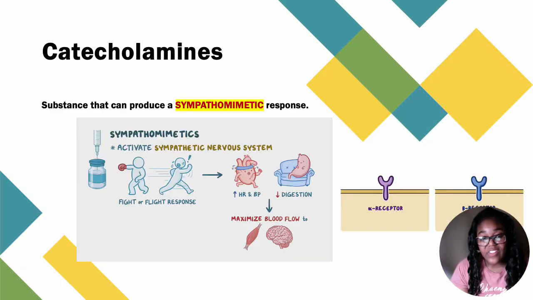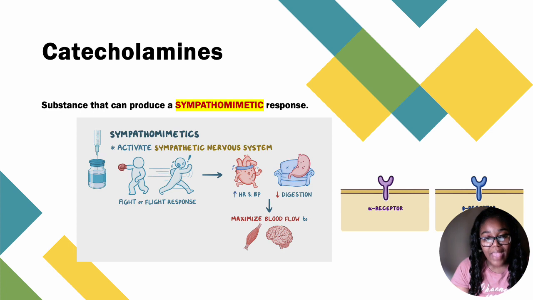So earlier in this lecture, we talked a lot about the differences between the sympathetic nervous system, fight or flight, and the parasympathetic nervous system, rest and digest. Well, we have something called neurotransmitters, also known as catecholamines, that help produce a sympathomimetic response. So when we talk about catecholamines, those are three different neurotransmitters. That's your dopamine, epinephrine, and norepinephrine. These are all collectively known as catecholamines, and they help stimulate the sympathetic nervous system response.